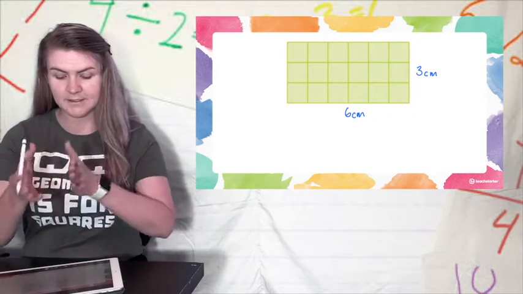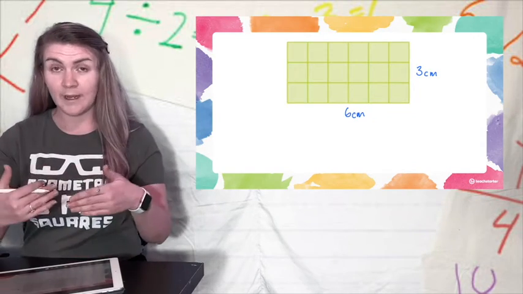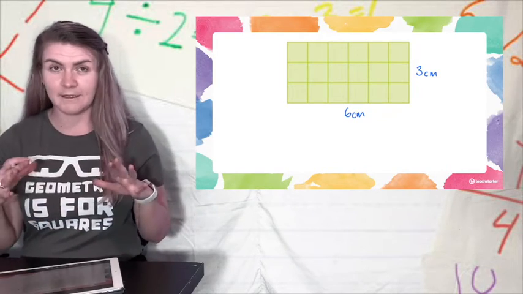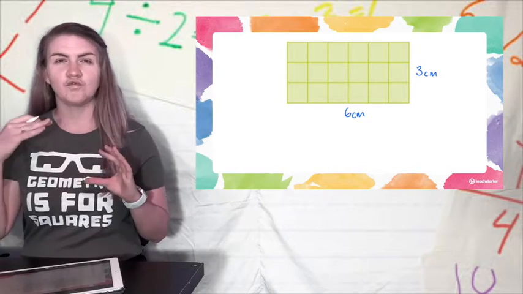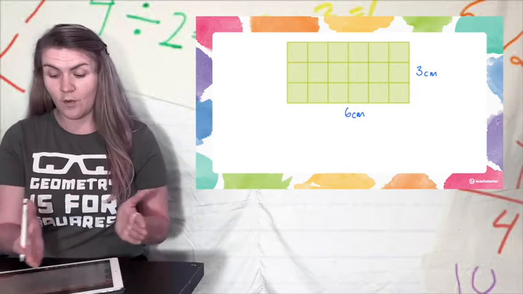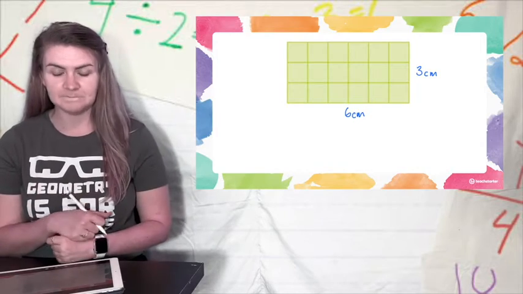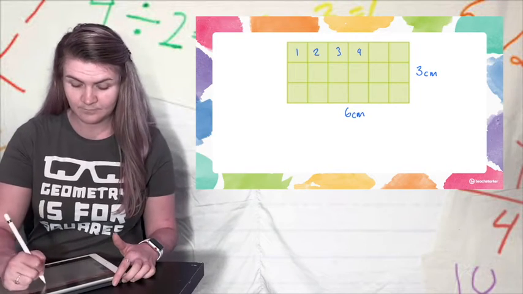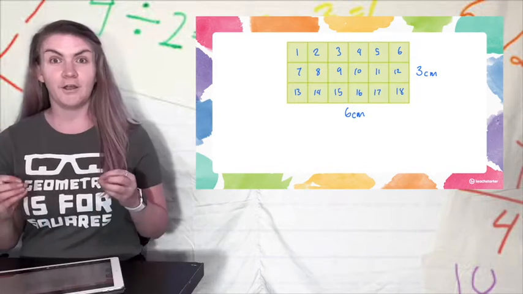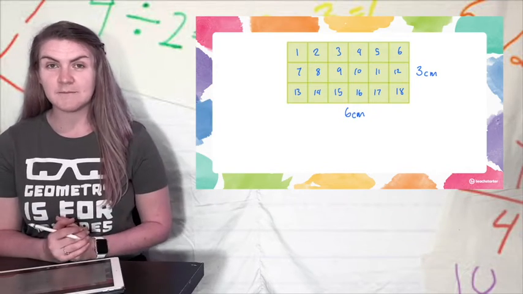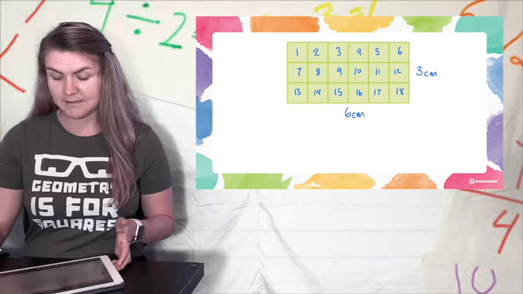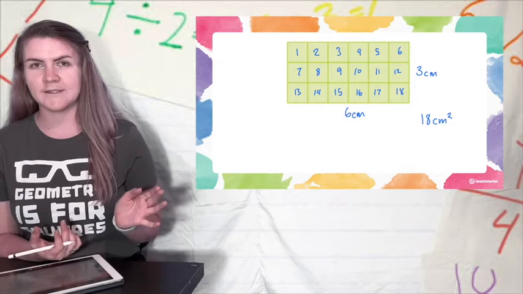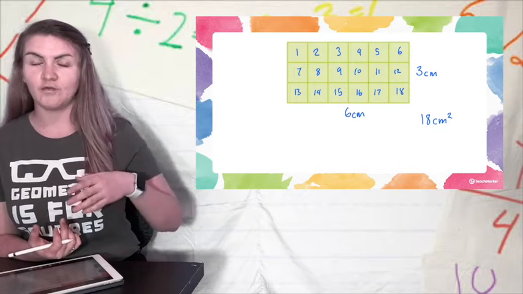So we can see that they split into nice rows and columns. Every row has the same number of squares and every column has the same number of squares. That's going to be the same for any rectangle or square because they have those right-angled corners, meaning that all of the rows and columns are going to be even. So if I was to take the time to count them up, this is how it would go. Okay, so there's 18 squares. So that's going to be 18 square centimeters. But obviously, counting each square is going to be extremely annoying, especially if we've got really large shapes.